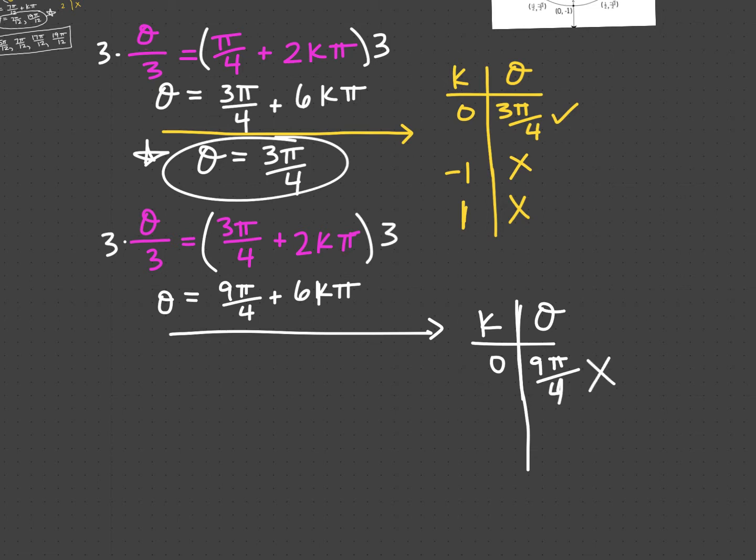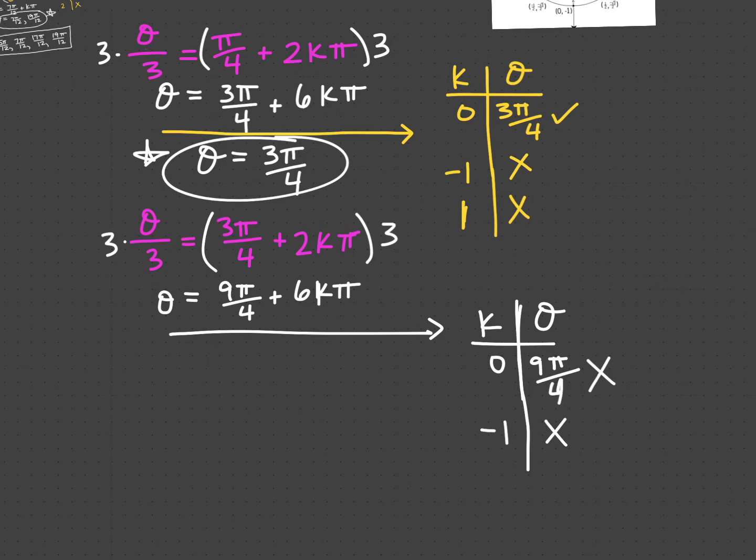It's too big. What about if k was -1? We can't go bigger. So what if k was -1? Well, we'd have 9 pi over 4, which is a little bit bigger than 2 pi, and then we'd be subtracting 6 pi. That's way too small. We have something that's just a little bit over 2 pi, and we're subtracting 6 pi. 2 pi's minus 6 pi's, negative. So that's not going to work either. It's less than 0. So this equation actually doesn't provide us any solutions.